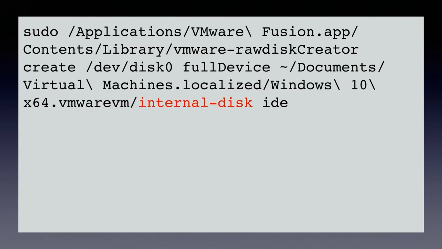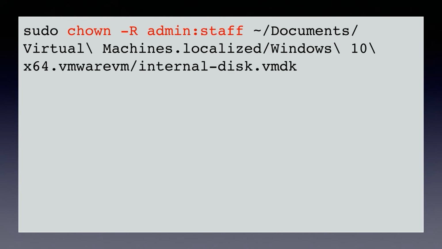Then we name this disk whatever we want. I just called it internal-disk. You can call this whatever you want; it's just the name of the disk as seen by the VM. Then we tell it it's an IDE disk, okay? Then you have to chown it, change ownership to admin staff. Again, we're going inside that documents folder down to where this internal-disk.vmdk is, which is the physical pointer to the real disk now.